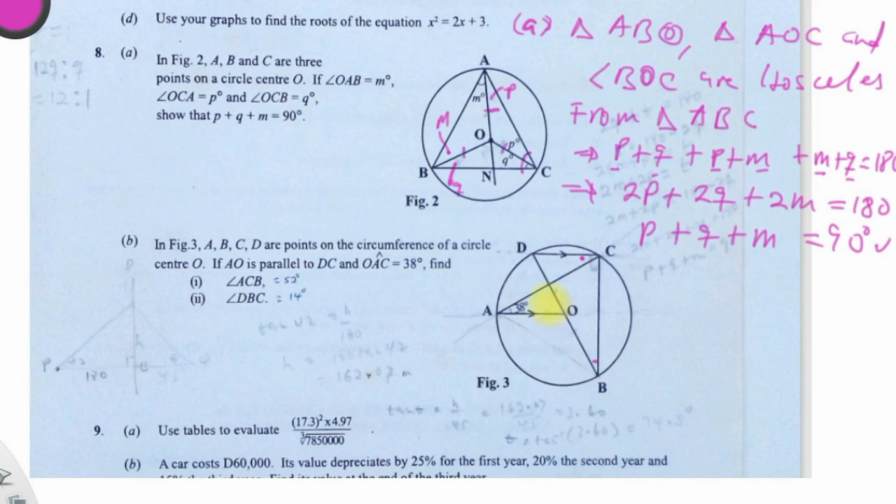As usual, let us try to identify the theorems that are present here. We identify the angle formed by an arc at the center is equal to 2 times the angle formed by the same arc on the circumference.